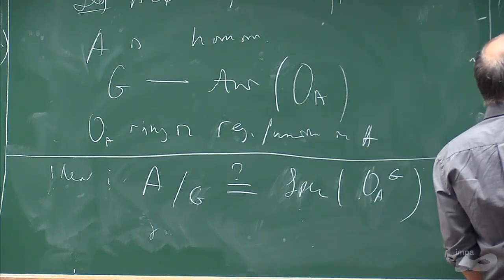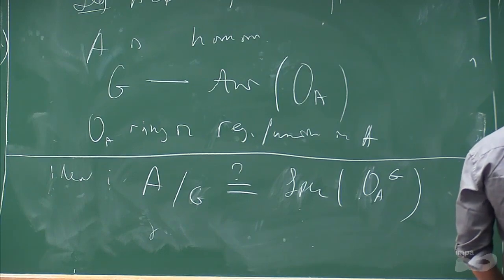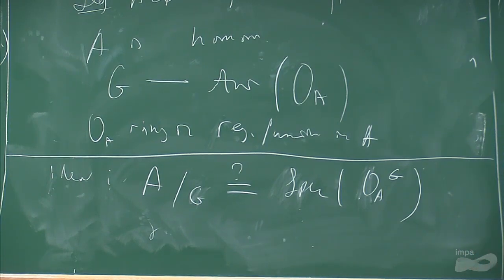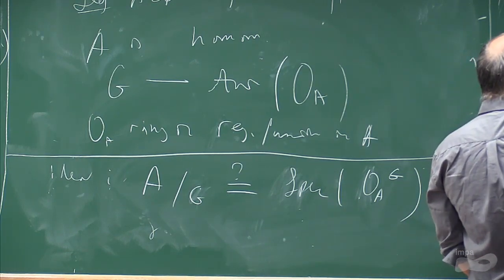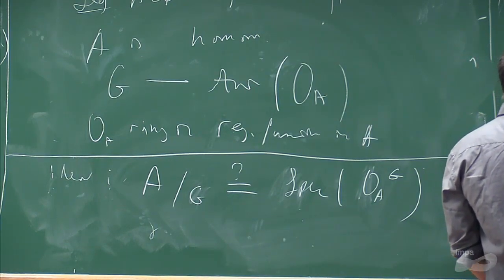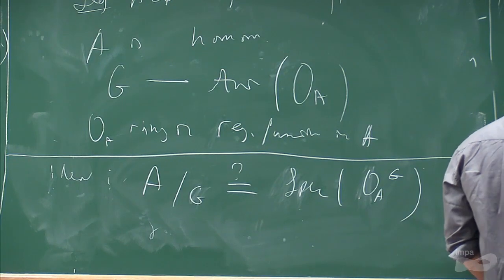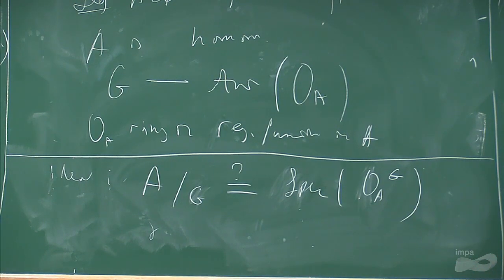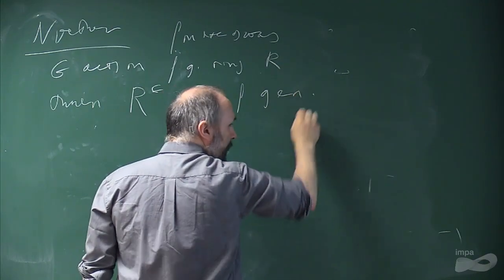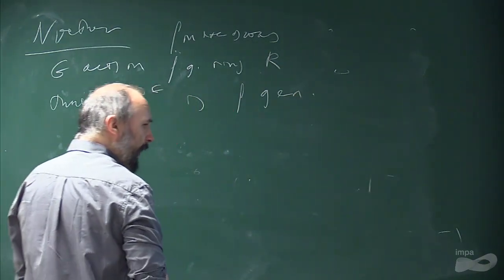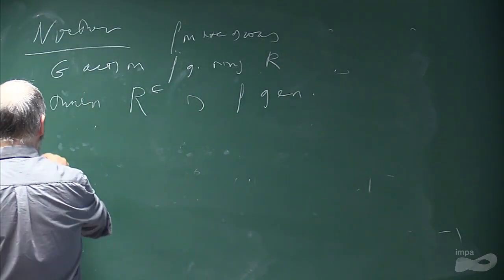So if you have a group G acting on a finitely generated ring R, then the ring of invariants is finitely generated. And the proof is the following. The scheme of the proof.